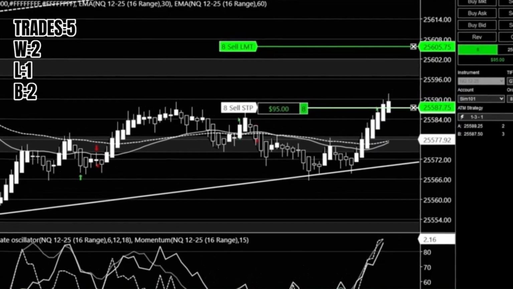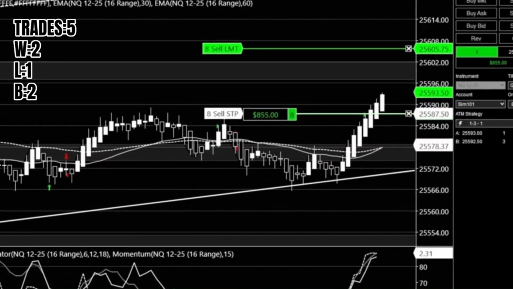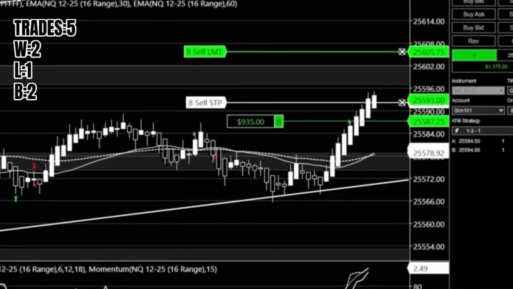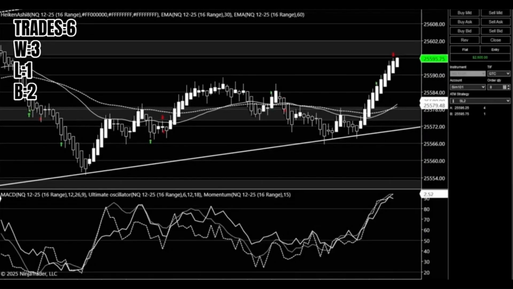Price moved past my order and kept pushing higher. As price approached the next resistance level, my stop loss trailed and stopped me out for a profit.